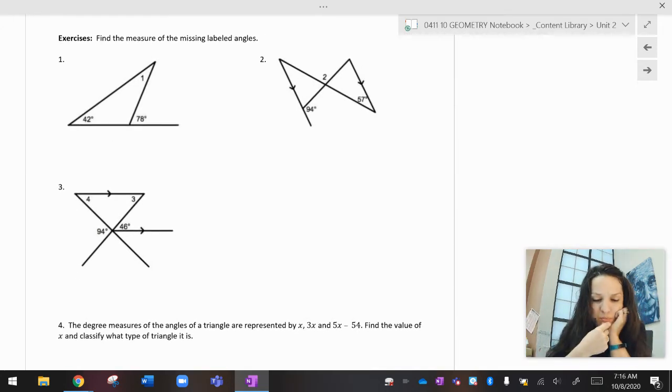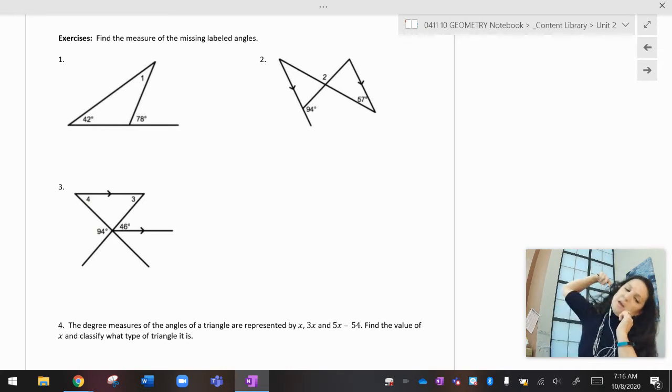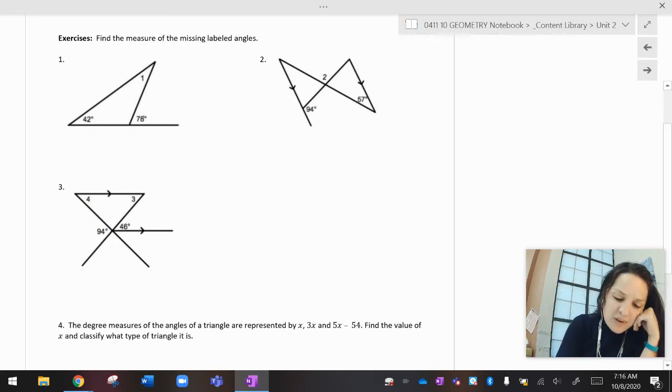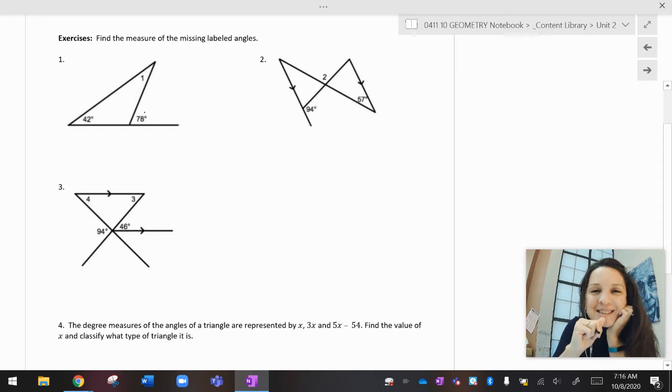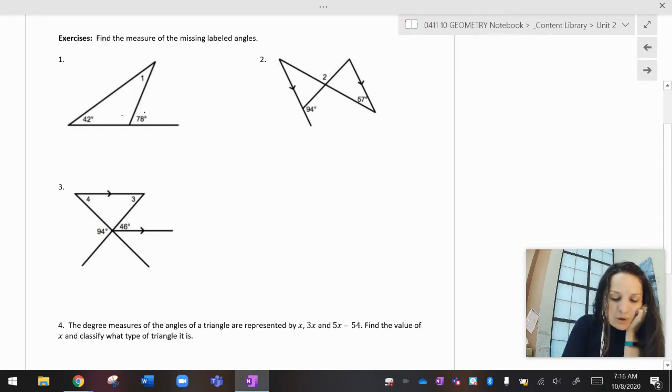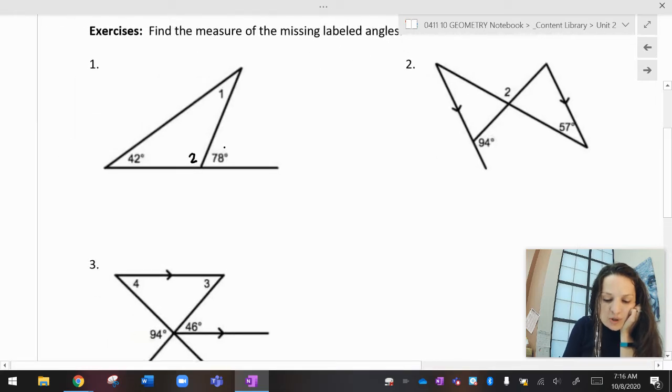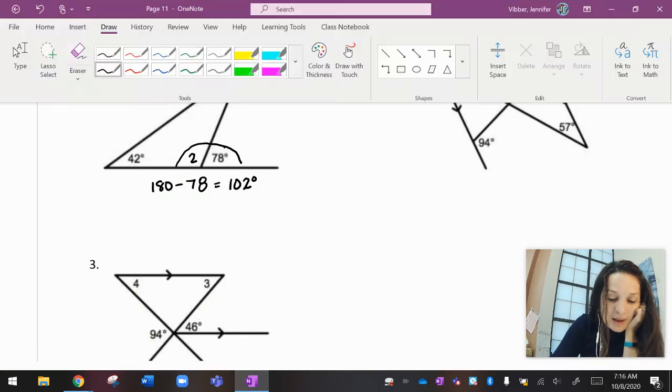So we have find the measures of the missing labeled angles. Okay, well, I have 1, I have 42, and the 78 is outside. It's not inside the triangle. So the first thing I'm going to do is call this angle 2, and then say, you know what? That 2 and that 78, they form a line. That's a linear pair right there. So 180 minus 78 is going to give me 102 degrees. That's angle 2.